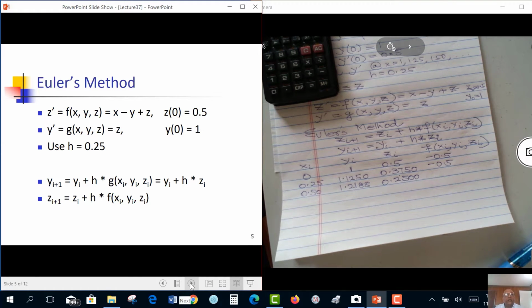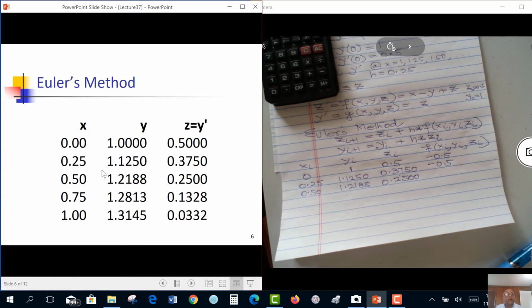And hopefully you can replicate my table here on slide 6. Okay. I don't have the function values listed here, but I'm sure you can calculate and put a column like that. You might find an interesting behavior.